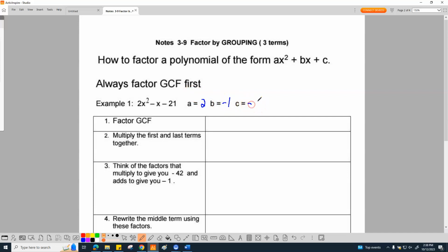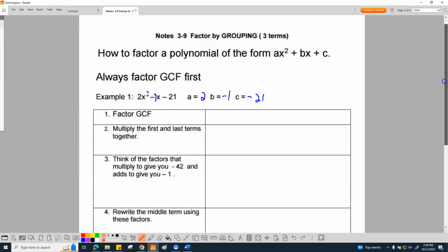Now, some of you are going to ask, where did you get the 1 from? Right here, right in front of the x, is technically a -1. So the 2 is my a, -1 is my b, and c is my -21. So that's how we do this. We have 3 terms here, and we have to generate a 4th term. We're going to create another term, and this is the method to do it.